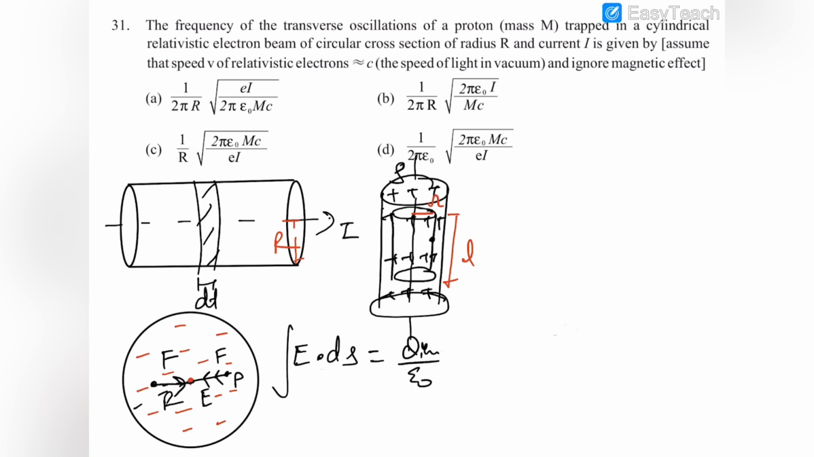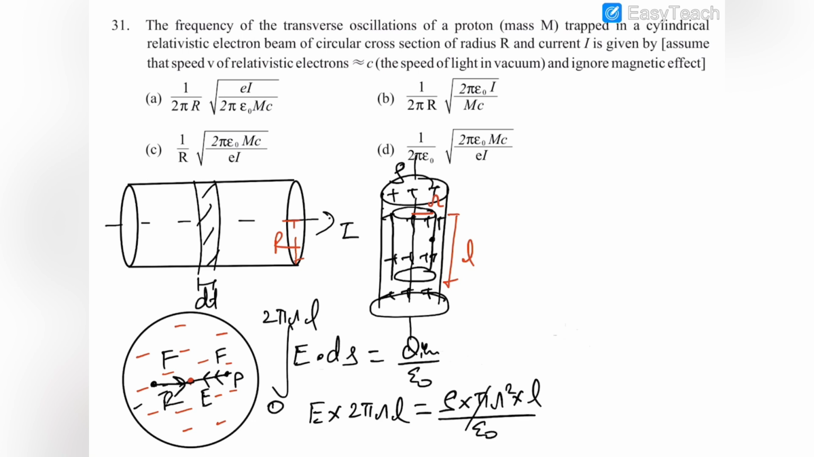Now ds is the curved surface area, and therefore the curved surface area limit will be 0 to 2 pi rL. So E into 2 pi rL will be equal to q inside divided by epsilon naught, and q inside will be equal to rho into pi r square into L. Cancelling pi with pi, L with L, r with r, E inside the cylinder would be rho r by 2 epsilon naught. So this we have already studied in electrostatics.